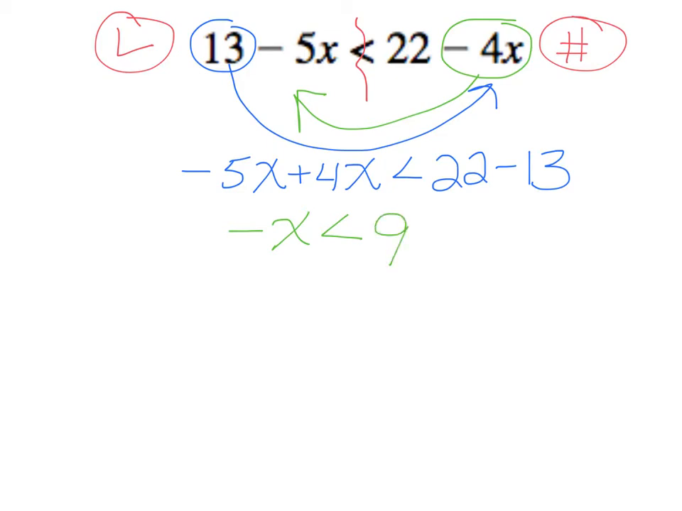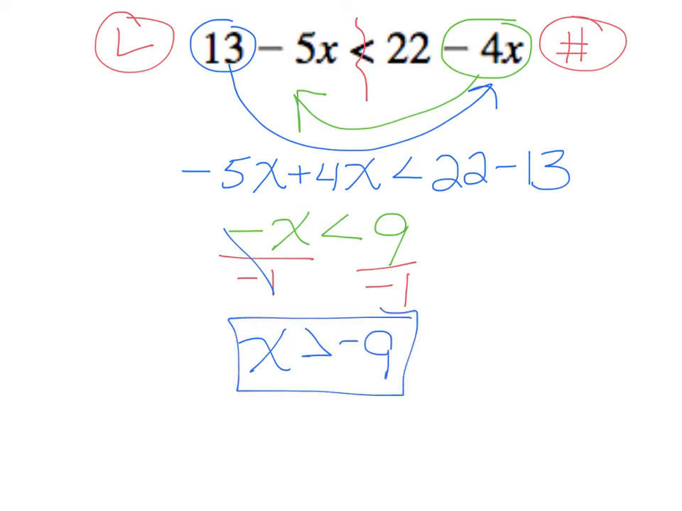Now here's where you got to be careful. Technically, in front of this x is a -1. So we want to divide both sides by a -1. Since we divide by a negative sign, we need to flip the inequality. So anytime you multiply or divide by a negative number, you flip the inequality.